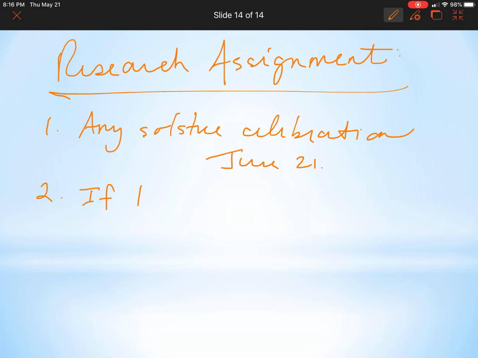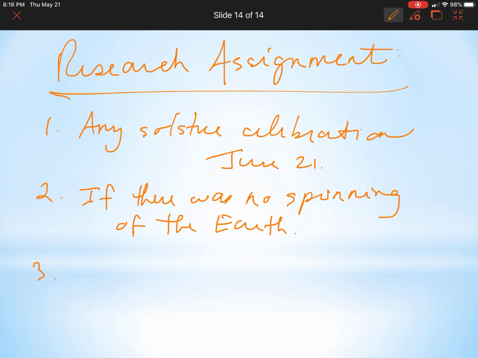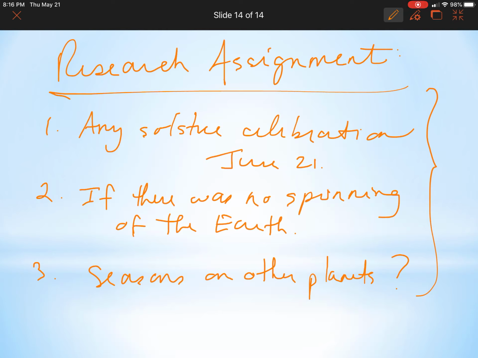You could research what would happen if the Earth didn't spin. So if there was no spinning, I want you to research what would happen to our planet if there was no spinning. And number 3, do you think other planets have seasons? Why or why not? Do a little bit of research on that. So seasons on other planets. You have these written out for you already. They're in your notes, at the bottom. I want you to pick one of these. Again, I'm looking for 1 page maximum, so half a page to 1 page long, and a due date on this, I'll put it up on the website when you're looking at this, so you'll know.